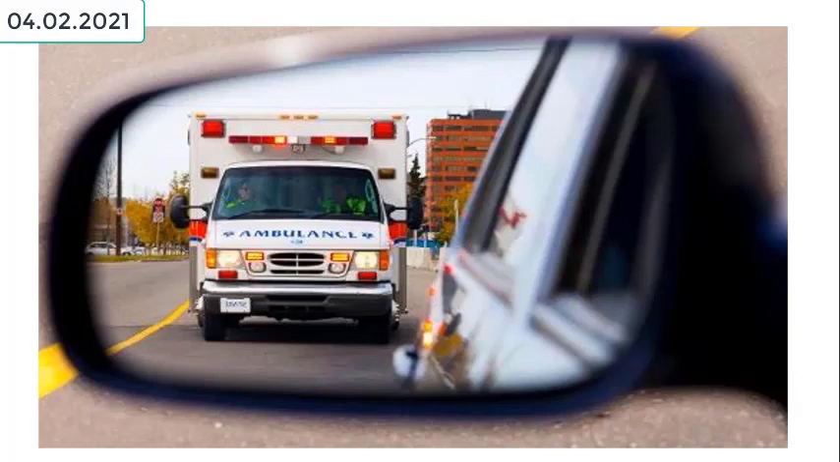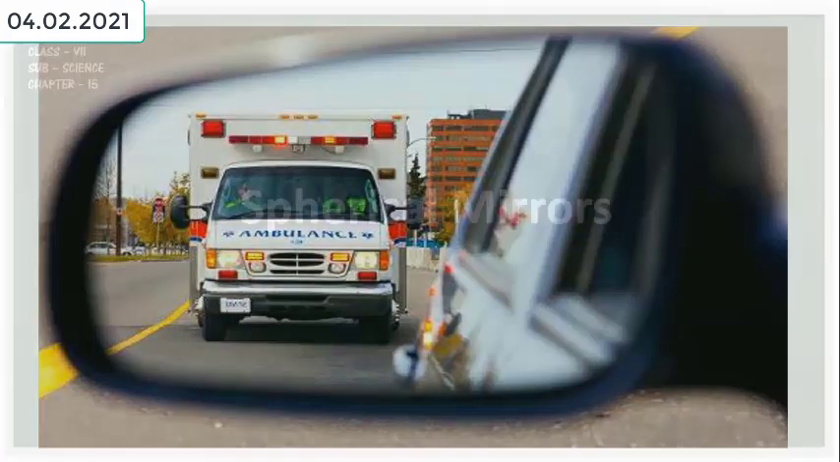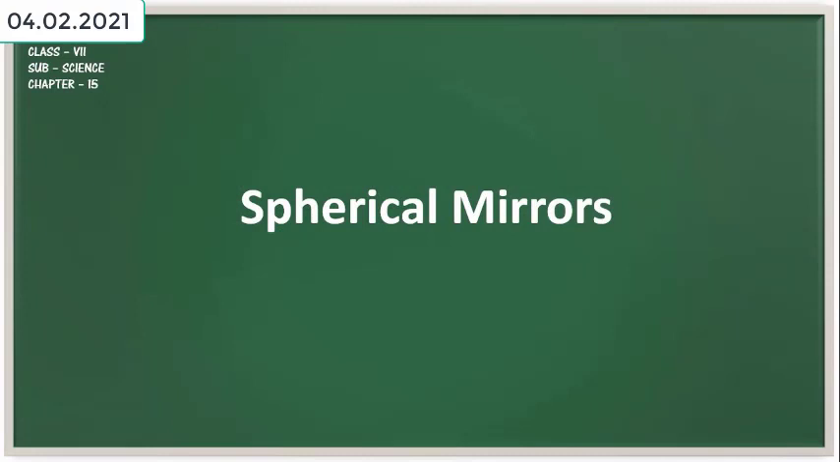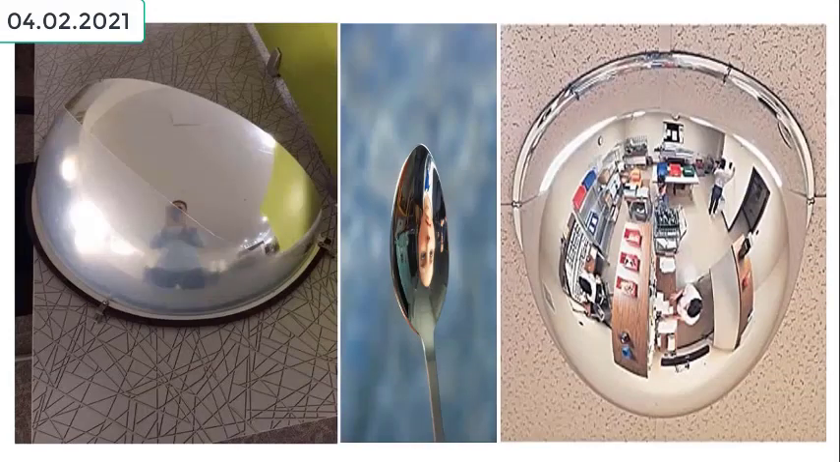Then, spherical mirrors. All the mirrors are not straight like a plane mirror, as some of the mirrors are curved mirrors. There is a common example of a curved mirror, that is the spherical mirror. A mirror whose reflecting surface is a part of a hollow sphere of glass is known as a spherical mirror.